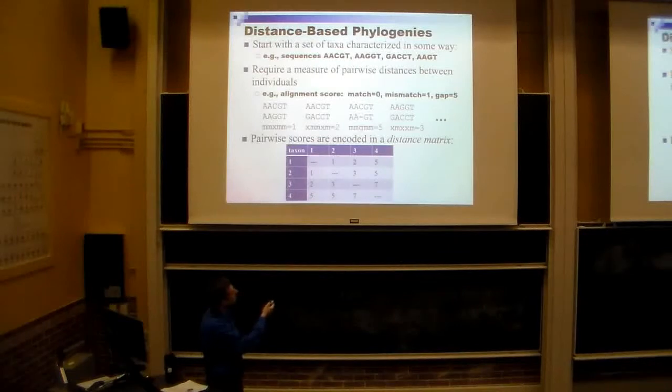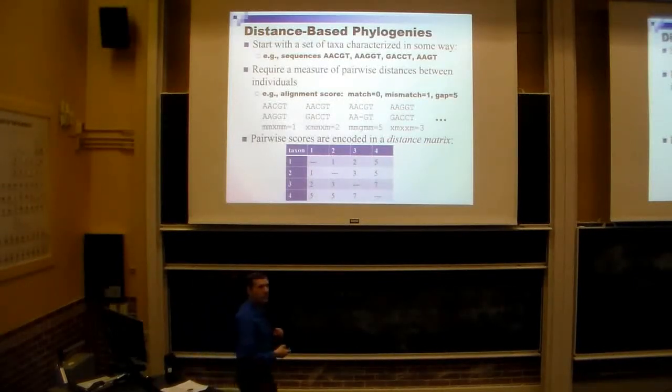That is commonly encoded in what's called a distance matrix, and a distance matrix is simply a way of saying between any pair of the taxa in our data set, so any pair of the species we're trying to reconcile, what is the distance between them? So if we want to know the distance between, let's say, taxon 2 and taxon 3, we would look at either row 2, column 3, or row 3, column 2, and we would see the distance between them is 3.